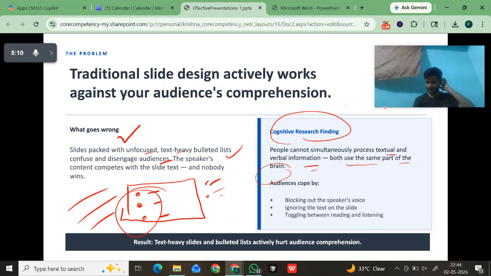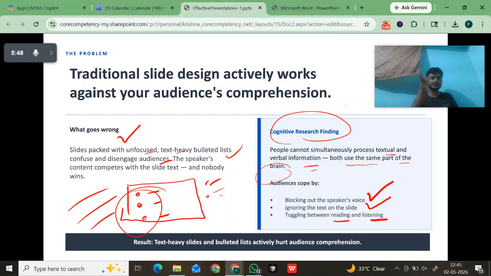So the result is blocking out the speaker's voice, or ignoring the text on the slide. If there is heavy text, either we focus on the screen and ignore the speaker, or we listen to the speaker and ignore the PowerPoint. Then why did we even make the PowerPoint, right? So learners toggle between reading and listening, and some will be confused whether to focus on the screen or on the speaker. So that is the goal.